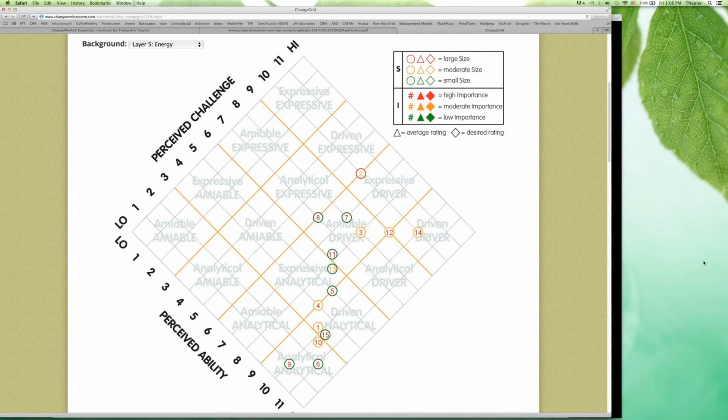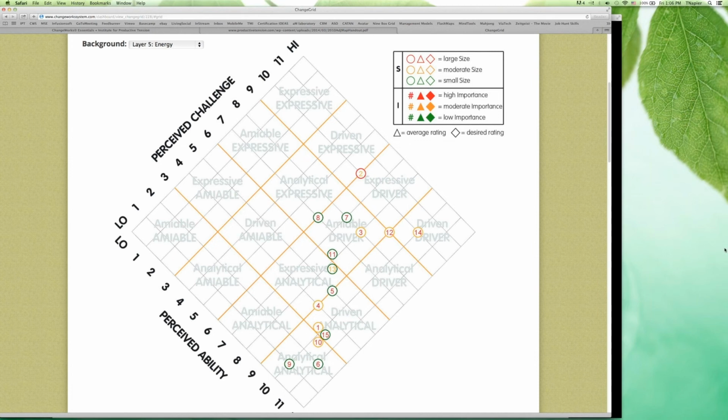I also noticed you didn't want to put an expressive on the task. So why don't you want to put an expressive running your booth? Why would the expressive energy not fare all that well for someone who's running this trade show booth? Yeah, exactly. They've got the opposite problem. They're not task oriented at all.